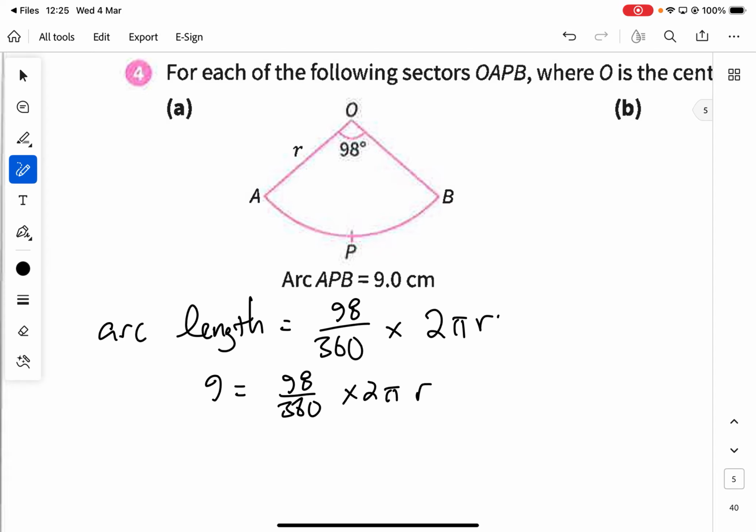Okay. Then just make R the subject. I divide both sides by this 1.7104, all these things. So when you know your algebra, you can actually remember lesser things. Then just press calculate.